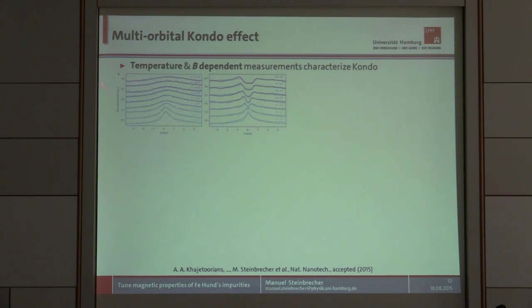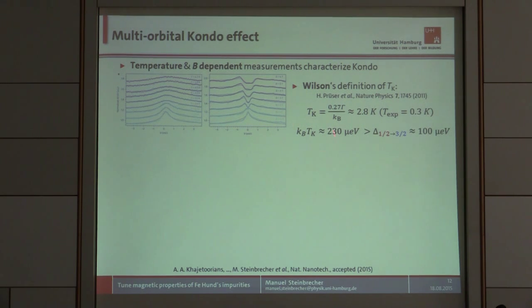Then we perform temperature and magnetic field dependent measurements, which you always have to do when you want to prove you have a Kondo effect, and fitted these spectra with a Frota function and with an Appelbaum-Anderson model. And I don't want to go into those details here, but we then use Wilson's definition to define a Kondo temperature and find that the Kondo temperature is something like 2.8 Kelvin. And this Kondo temperature actually is much larger than the anisotropy splitting of our two states, 1/2 and 3/2, which is only roughly 100 microelectron volts.